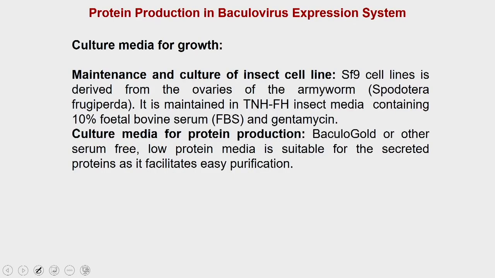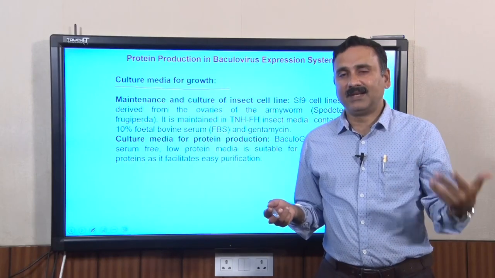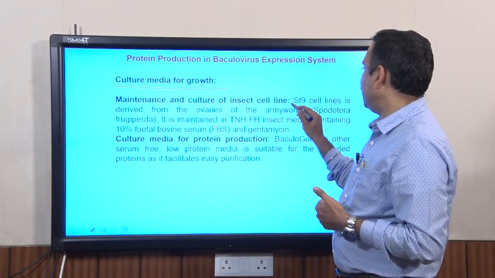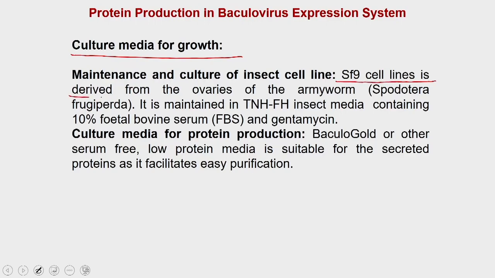Now once you are done with the screening, you can use these recombinant baculoviruses for protein production. Before you get into the details of protein production, you have to prepare the culture media for the growth. We have discussed different culture media in a previous lecture, which you can use to grow the insect cell lines. So insect cell line SF9 is derived from the ovaries of the army worm, and it is maintained in TNM-FH insect media containing 10% FBS and gentamicin.